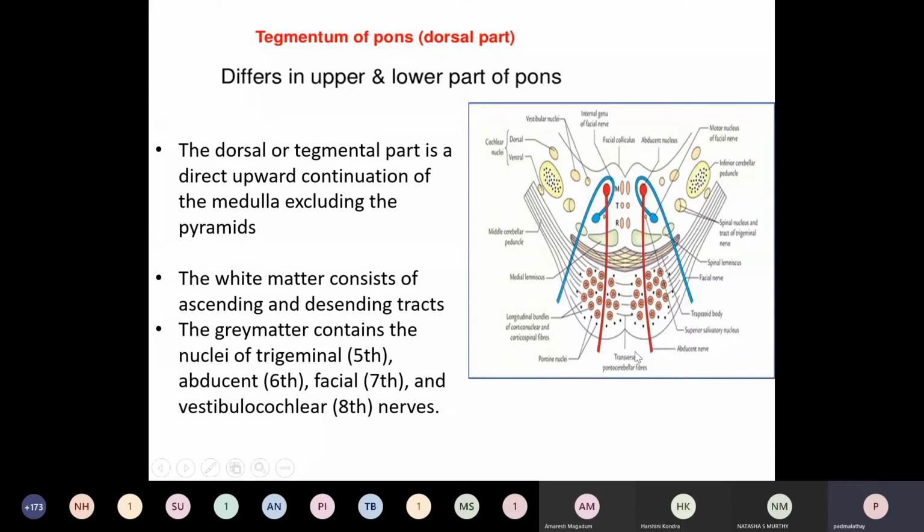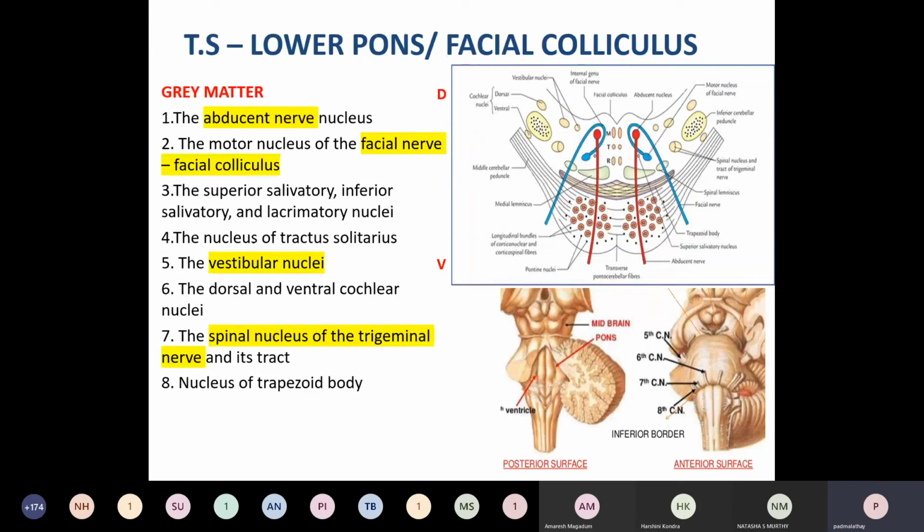Like the basilar part, the tegmentum part also has gray matter and white matter. The white matter is made up of the tracts, both the ascending tracts and the descending tracts here. And the gray matter constitutes the cranial nerve nuclei of the nerves, that is the trigeminal nerve, abducent nerve, facial nerve and vestibulocochlear nerve. All these nerves you have seen on the surface emerging at the junction of the pons and the medulla.